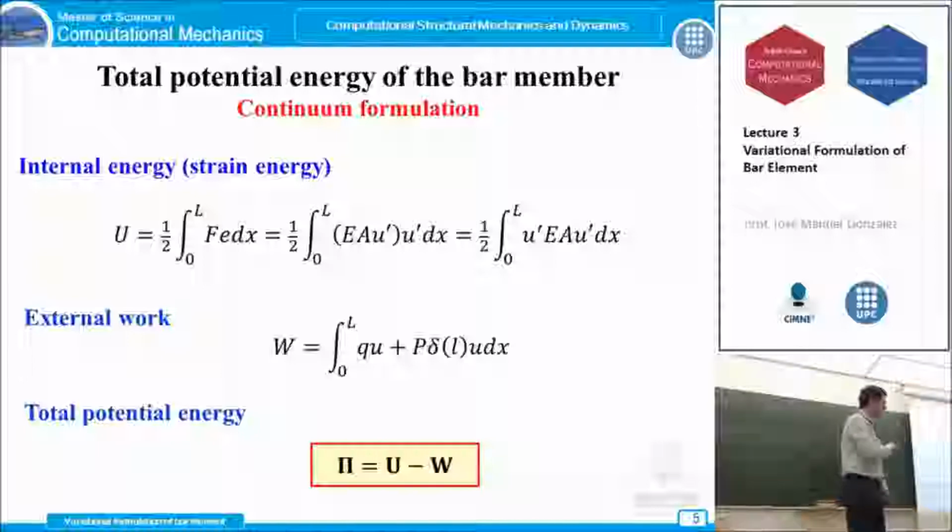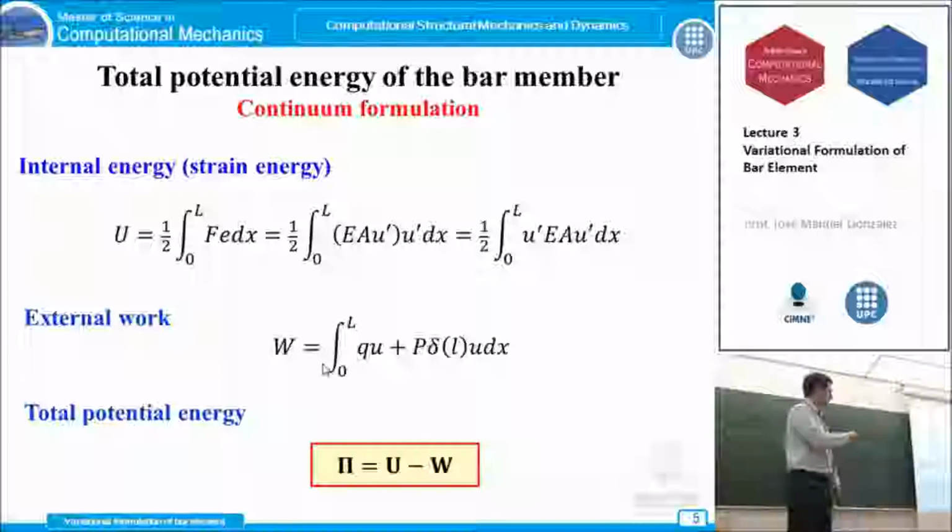This is very simple because it's a one-dimensional problem, but in fact this internal energy will be calculated as a first derivative times the rigidity times the first derivative of the primary variable. Okay, this is our internal energy, strain energy, in our bar element. On the other hand, we have the external work.